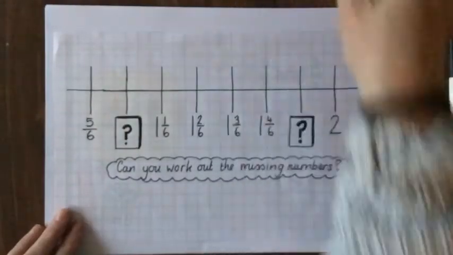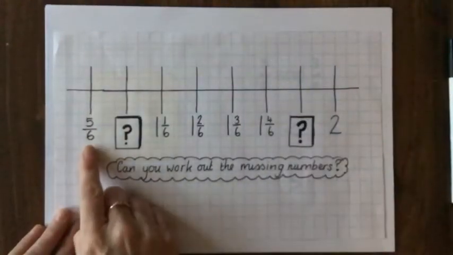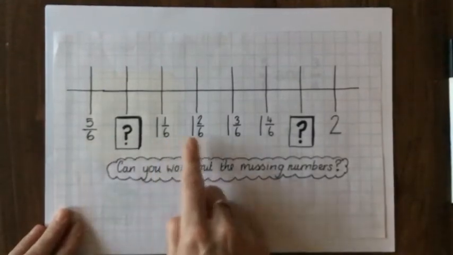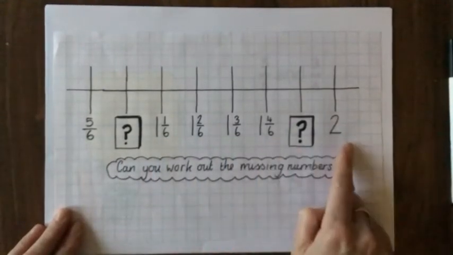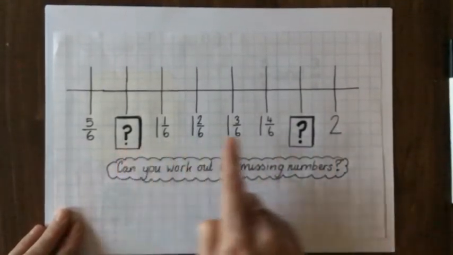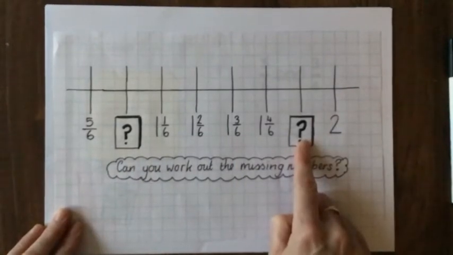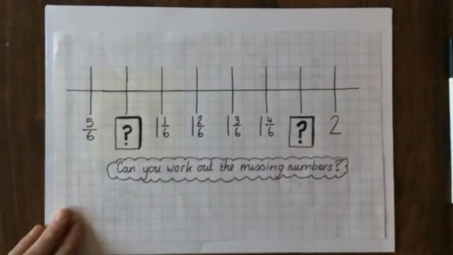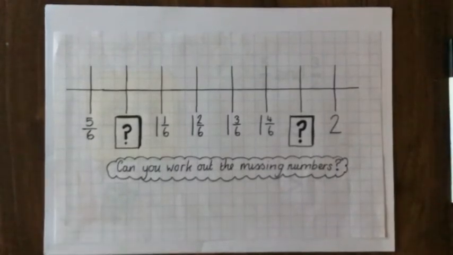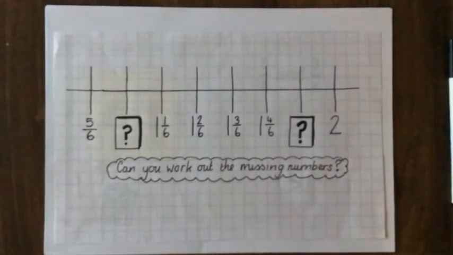Here's one for you to try. Look at the denominator to see what we're counting up in, and see if you can work out what these missing numbers would be. Pause the video, have a little go, and come back and see if you were correct. So let's see how you got on then.